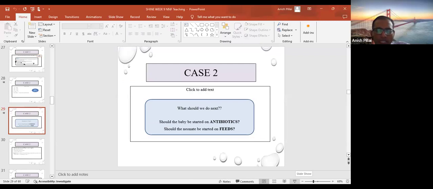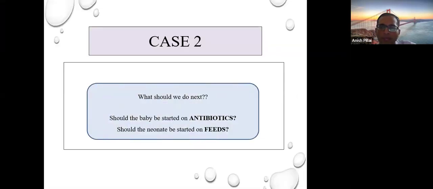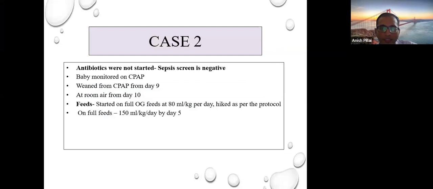So the key was given in the question only, no, that the hemodynamic status of the baby is good. The baby is not on any inotrope, looks pink. So baby can be started on feeds. So antibiotics need not be started because the baby was stable on CPAP. And again, I highlighted the point that the symptoms were not related to sepsis.